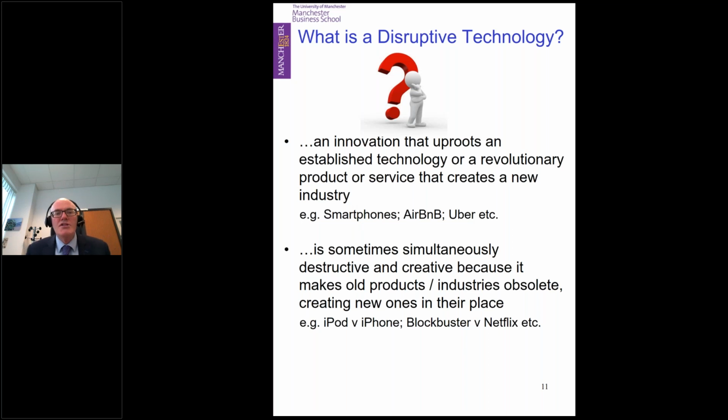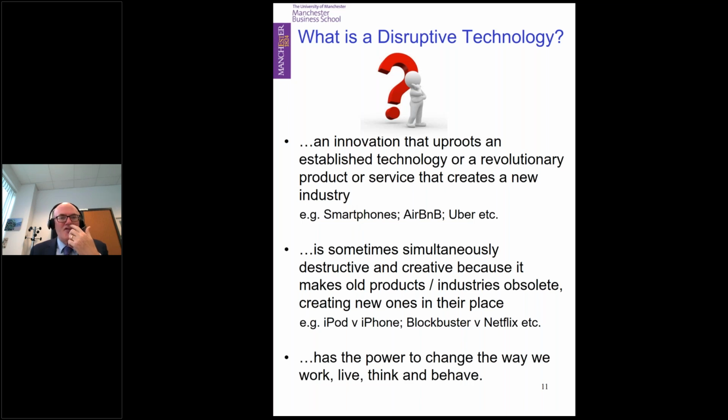A disruptive technology is sometimes simultaneously disruptive and creative. Okay. Remember the iPhone. The iPhone basically cannibalized the iPod. Okay, and we'll talk about that later on. Think of Netflix. Netflix totally cannibalized Blockbuster. Okay, and a disruptive technology has the power to change the way we work, the way we live, the way we think, the way we behave.